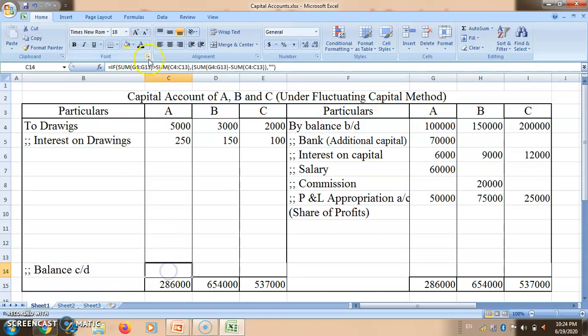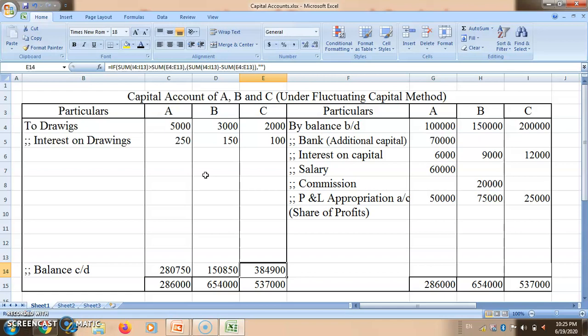For A, how much? 2,80,750. And for B, 1,50,850. And for C, 3,84,900. See, did the capital account balance change or not? Yes, it has changed. The opening balance was 1 lakh for A, now it became 2,80,750. Like that, it changed for all partners. Why did it change? Because all the adjustments related to partners' capital are recorded in the capital account itself.